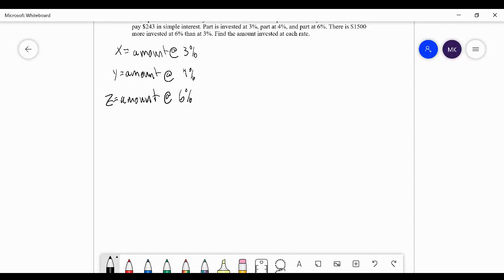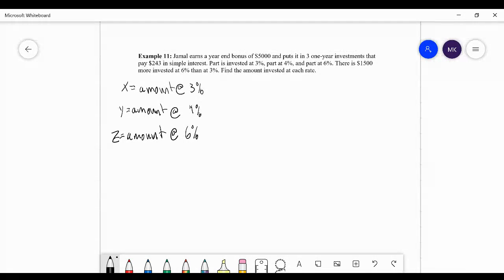Because we know he had $5,000 total that he invested. And if X, Y, and Z are the amounts he invested, then we know that X plus Y plus Z has to equal 5,000.